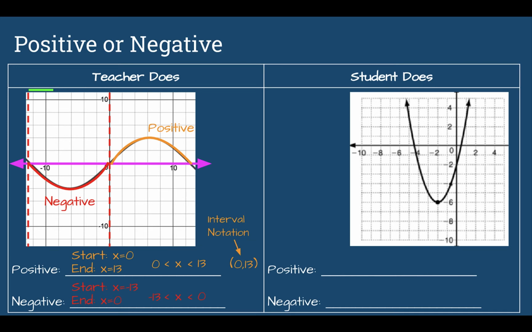Now it's your turn. Pause the video. When is this graph positive and when is it negative?